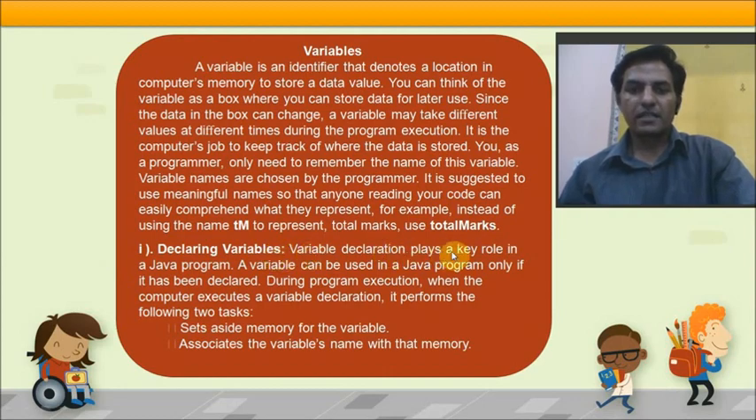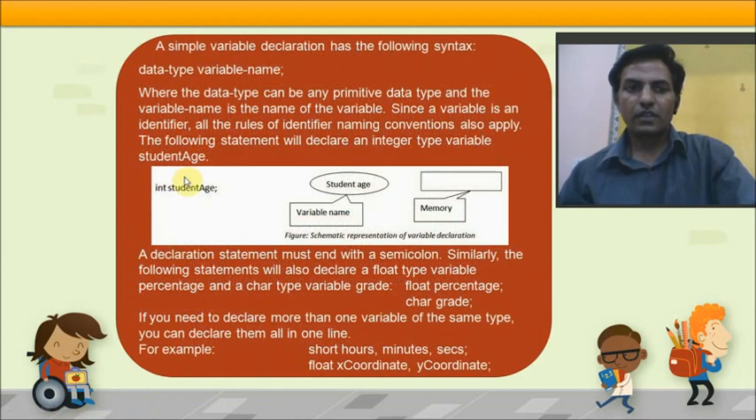Variable declaration plays a key role in a Java program. A variable can be used in a Java program only if it has been declared. During program execution, when the computer executes a variable declaration, it performs two tasks. First, it sets aside memory for the variable. Second, it associates the variable's name with that memory. So these are the two functions of your variable.